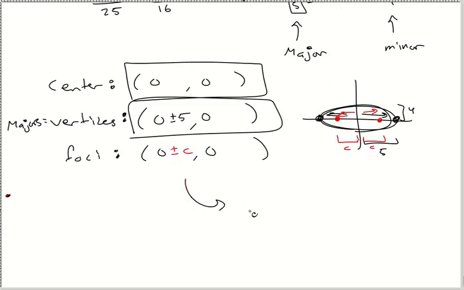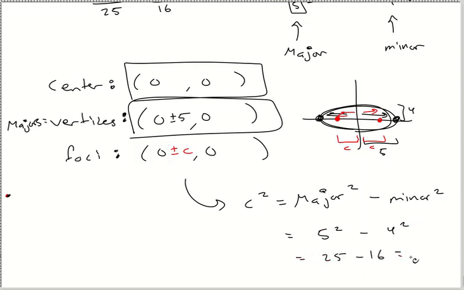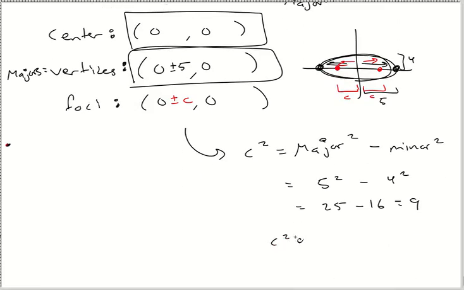To find your foci, your c formula is c squared is equal to major squared minus the minor squared. Always. Notice the bigger minus the smaller. Well, I have my major is 5 squared. My minor is 4 squared. 25 minus 16. And so you get a positive 9. So that's c squared. C squared is equal to 9.